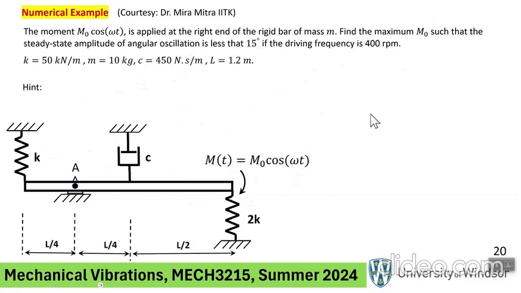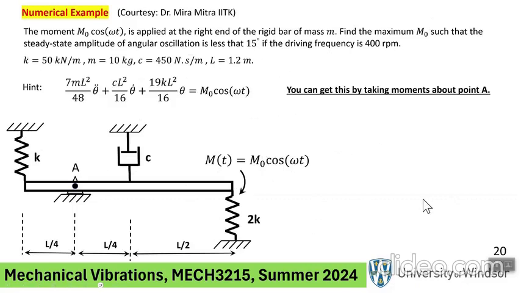Now, at the end of the day, you've got to get the mother of all equations for this problem. This is a single degree of freedom system, and I'm going to give it to you right there. This is obtained by drawing the free body diagram, taking the moment about, for example, the point A to get rid of the reaction force. You should be able to do that.